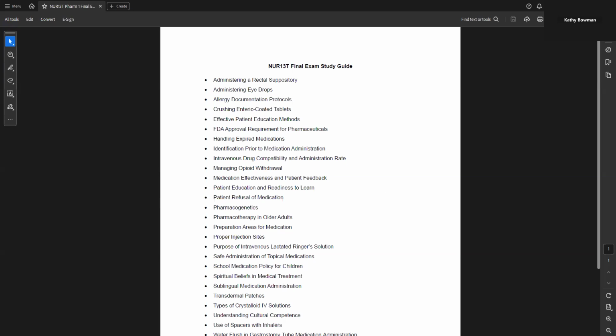Now, for elderly patients, eye drops are really hard to administer because of their vision and dexterity challenges. So you might need to help them for sure, or utilize assistive devices like eye drop guides. I don't know if you've ever seen them. Look for an image on Google for eye drop guides.